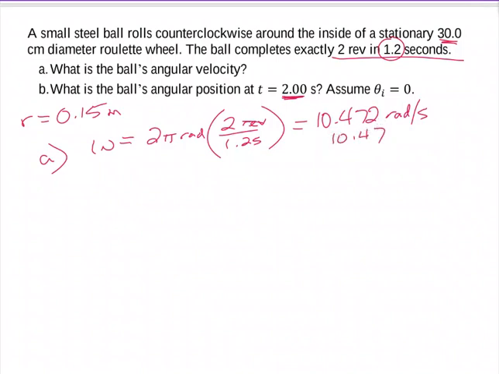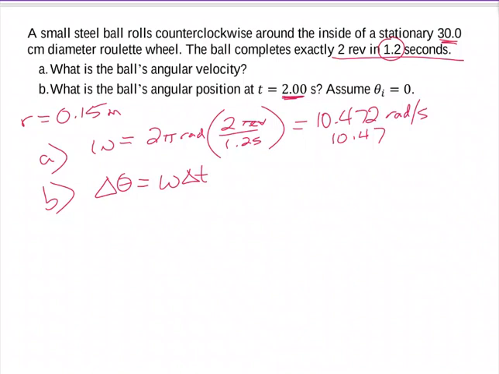Okay, B. What is the ball's angular position? So how do I calculate angular position? We can use that same equation. Angular position would be delta theta. Remember, position is like delta x, and the corresponding value for us in rotational motion is delta theta. So we need delta theta equals, our formula for that is omega delta t.